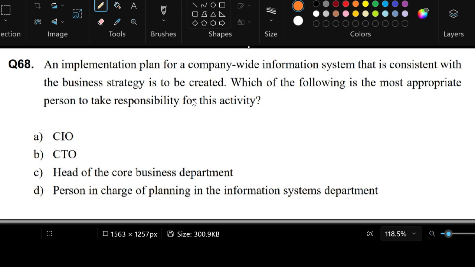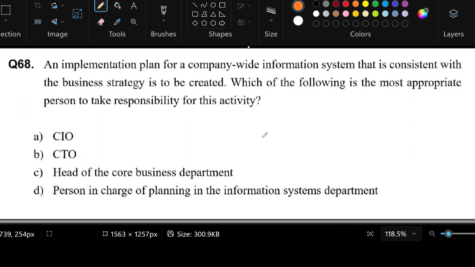Question number 68 of the ITPEC vascular exam for PhilNITS. We are now in the strategy portion of the exam. In this question, we are being asked: an implementation plan for a company-wide information system that is consistent with a business strategy is to be created. Which of the following is the most appropriate person to take responsibility for this activity?